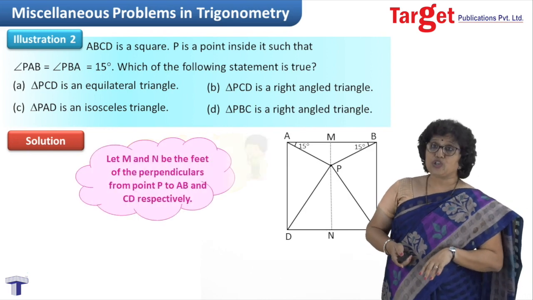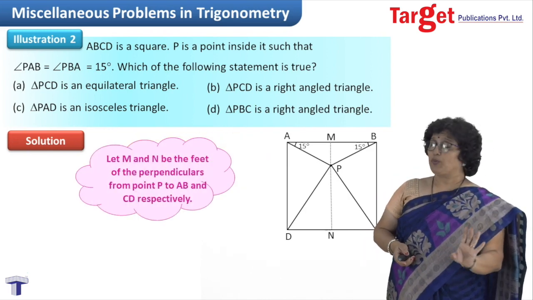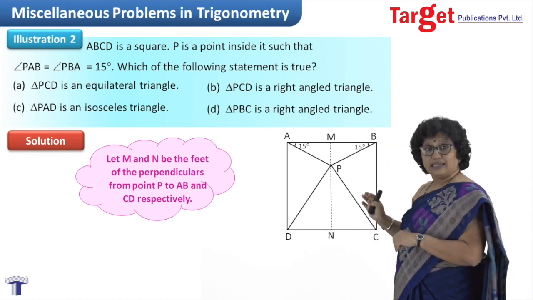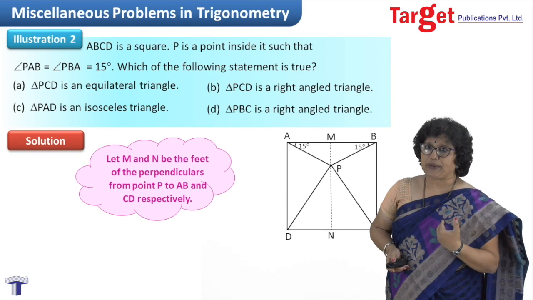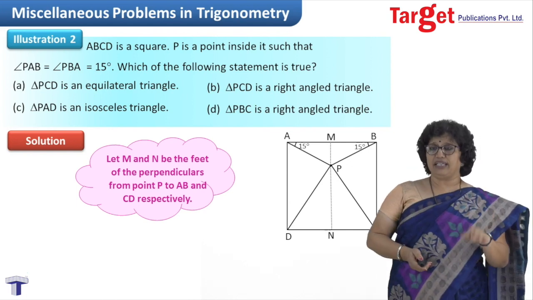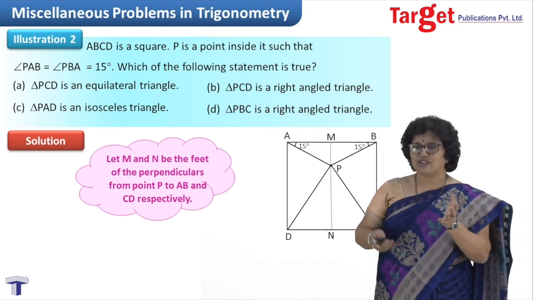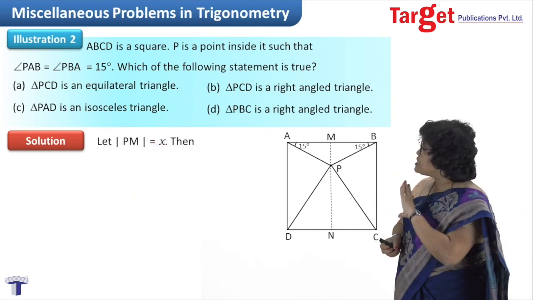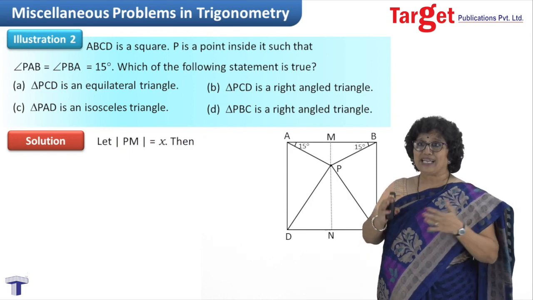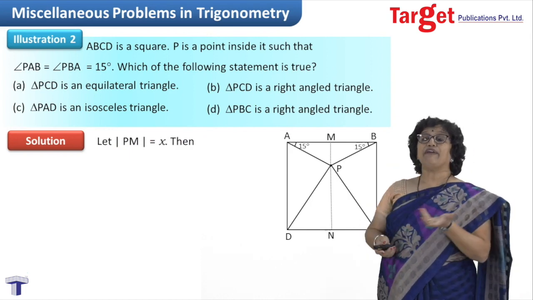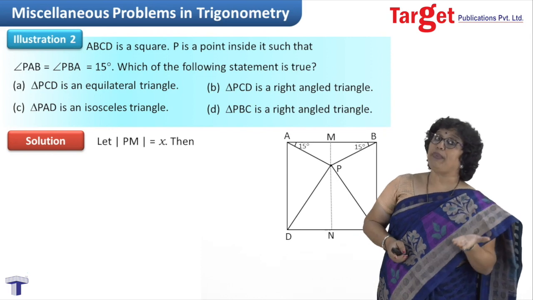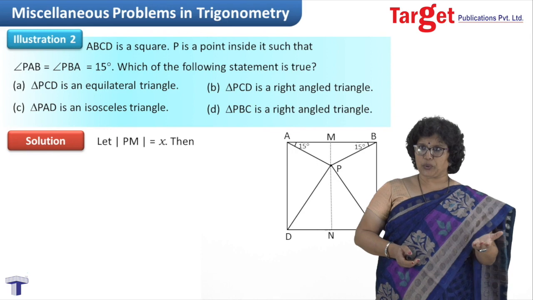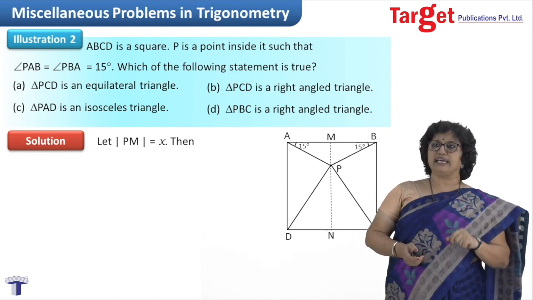And then some construction you will have to make. I have dropped perpendiculars from P to the sides AB and CD, and I have named the feet of the perpendiculars as M and N respectively. With this little construction, I proceed further. Also, as I said, the position of P is not known to me. So I say PM is X. If I say PM is X, then what would be PN? Will it not be 1 minus X? I have not shown it in the figure, but you can write it on your own. PN is 1 minus X.